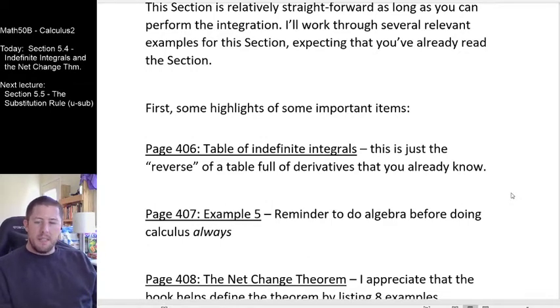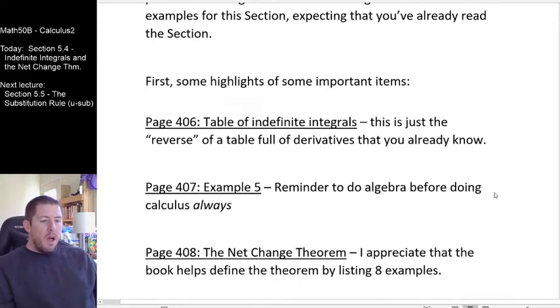It's good for us to think of integration and derivation to be inverse operations. And so this table is really just a flipped table of a derivative table that you've previously seen. So this is sort of saying, remember that you need to know how to do derivatives backwards, because that's really what we're doing when we're performing integration.